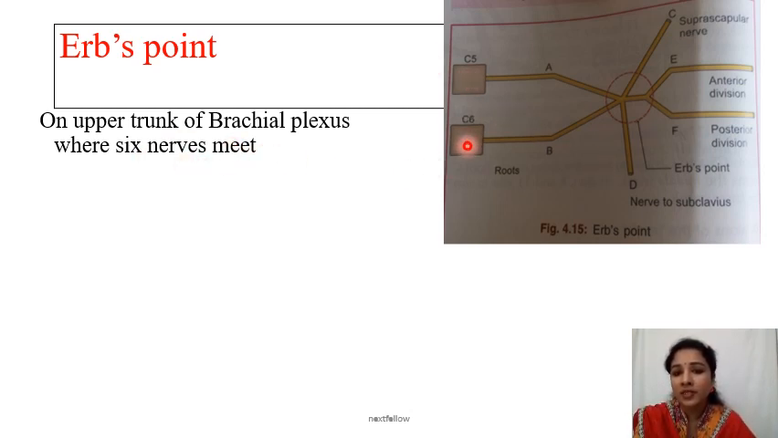We know C5, C6 roots join to form upper trunk. And the trunk divides into divisions, anterior and posterior. And the trunk also gives rise to two branches, suprascapular and nerve to subclavius. So this point is the Erb's point where we can see the six branches are meeting here.